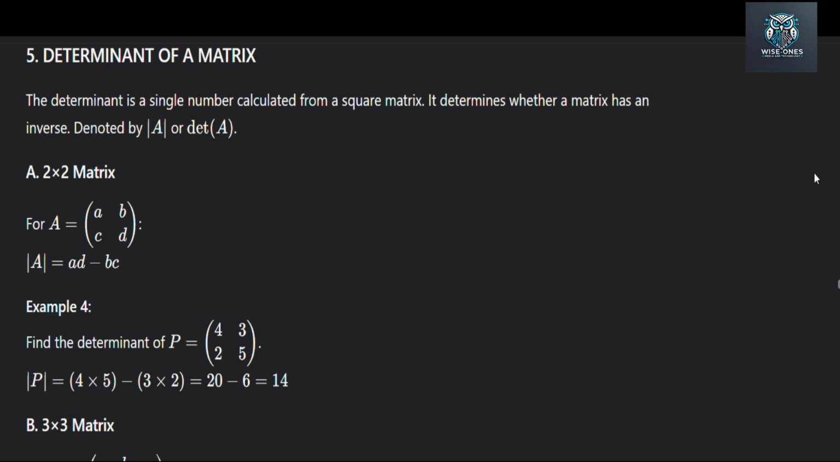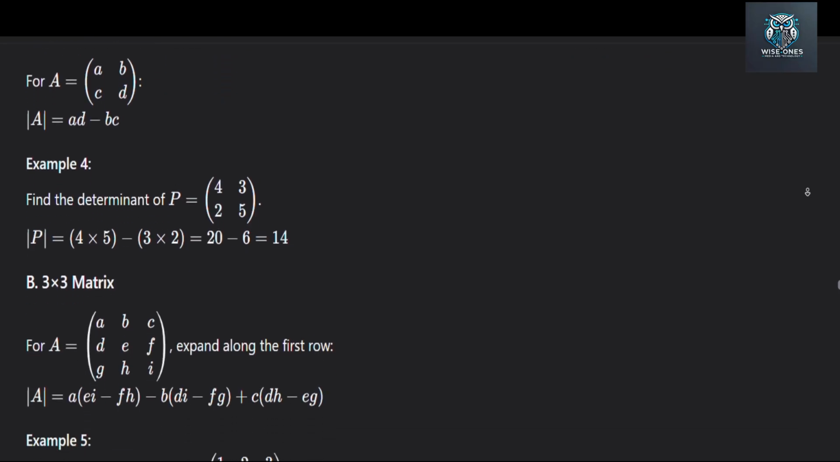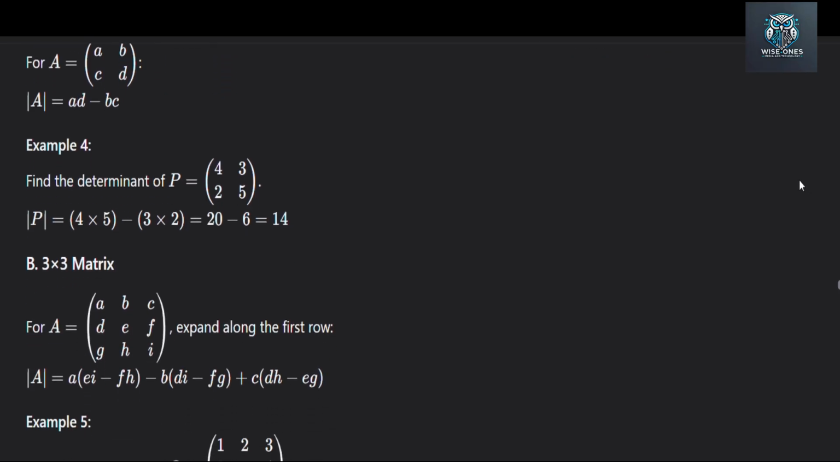It is denoted by vertical lines around the matrix, or det A. First, for a 2 by 2 matrix. If A equals a matrix with a, b on the first row and c, d on the second row, the determinant is a times d minus b times c. It is the product of the main diagonal minus the product of the other diagonal. Think of it as an X crossing the matrix. Top left to bottom right is positive. Top right to bottom left is negative.